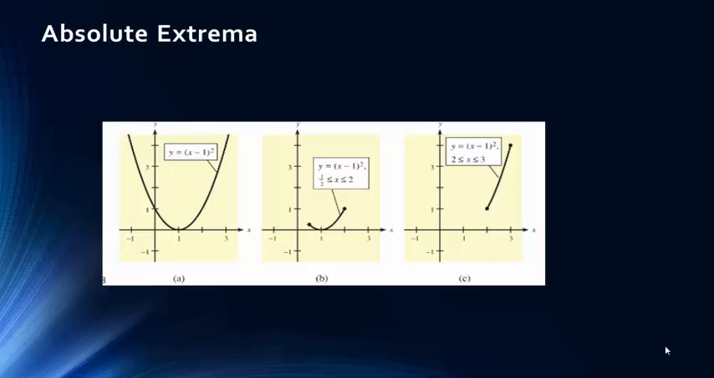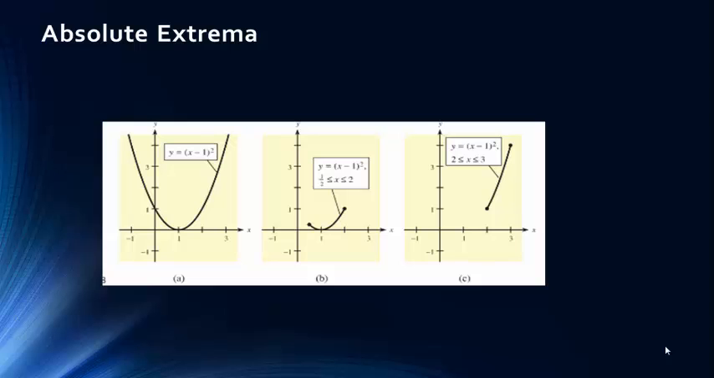The x value might be a number of patients, number of items created or manufactured, number of items sold, etc. The y value would tell us what is the maximum profit, what is the minimum cost, etc.